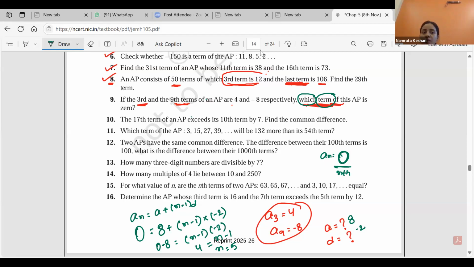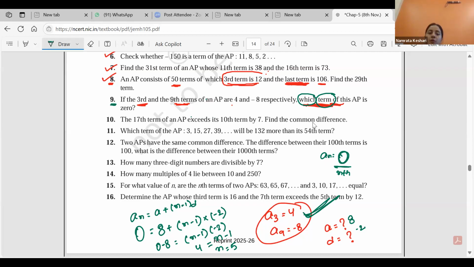Yes, anyone trying to ask anything? How did A become 8? Doesn't it say A is equal to 8 or something? We are doing question number 9. If the third term and ninth term are given, can you see this one, the circled one? Yes, ma'am. At first I wrote the circled part, and then I told everybody to create a pair of equations from here and solve it for A and D.